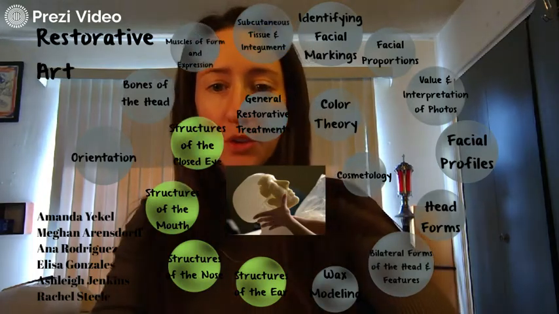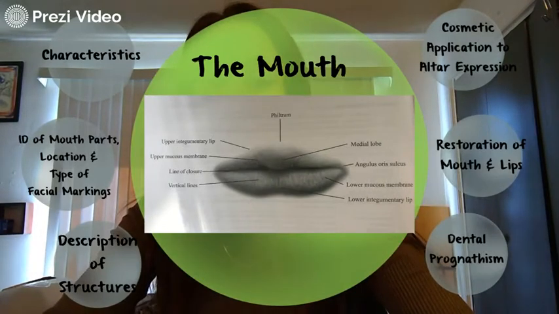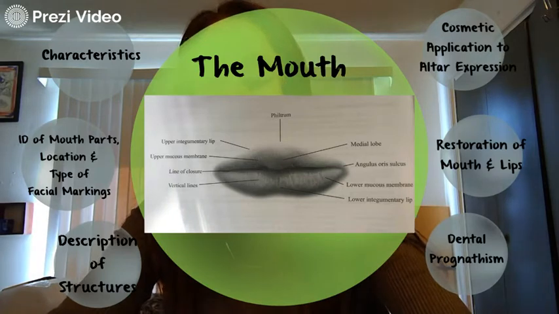And next we are going to go over the structure of the mouth. First, we'll go over characteristics. The mouth is the cavity in which mastication takes place. It's the beginning of the alimentary canal.